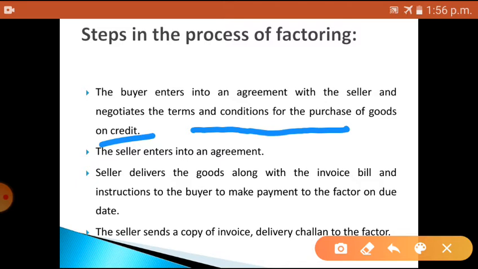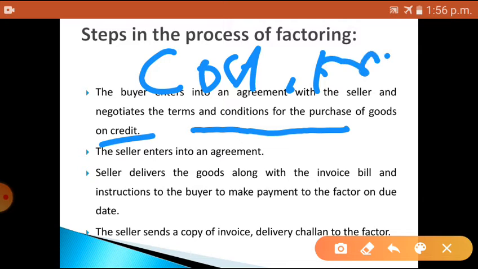So this is the first step: the buyer enters into an agreement with the seller and negotiates. Negotiate means the buyer and seller negotiate between them, such as a change in cost, a change in price, etc. And the buyer agrees to all the terms and conditions of purchase, meaning what the terms will be: this amount we should pay first, and monthly this amount you should pay. He follows all the terms and conditions of goods on credit.